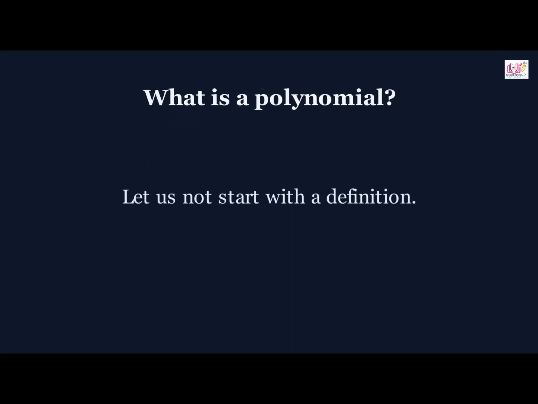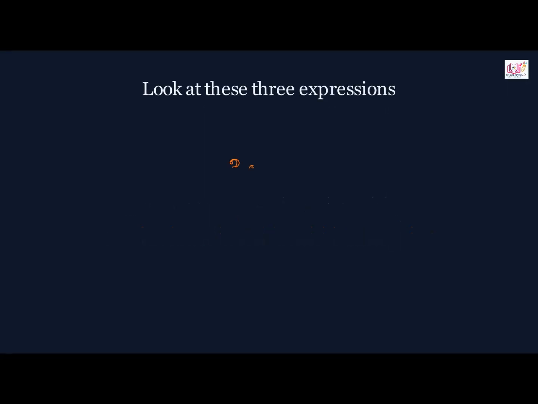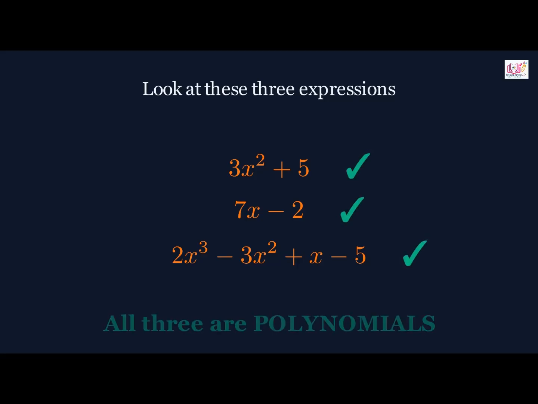So, what is a polynomial? Let us not start with a definition. Let us start with some examples. Look at these 3 expressions. 3x squared plus 5. 7x minus 2. 2x cubed minus 3x squared plus x minus 5. All 3 of these are polynomials.